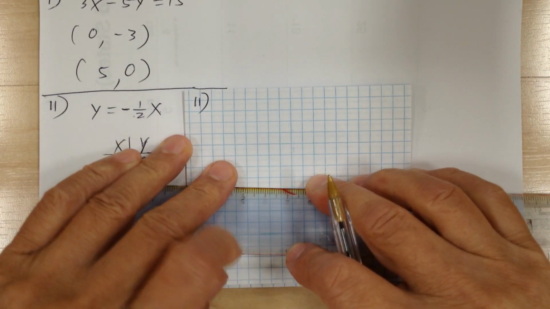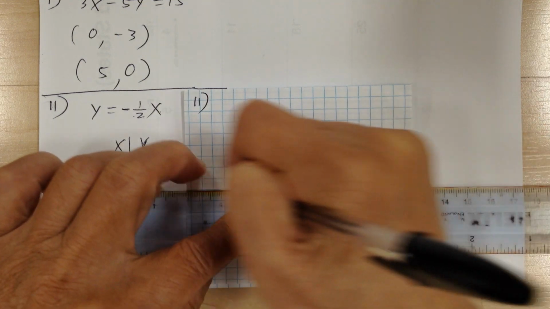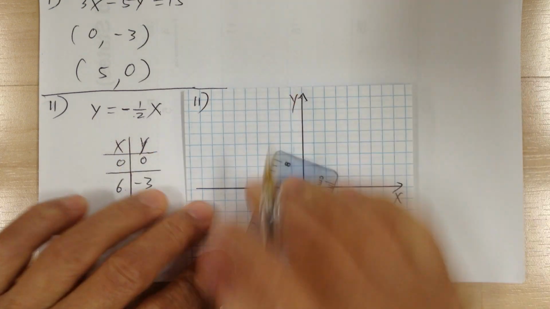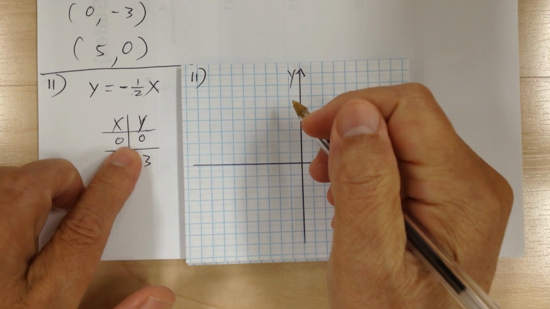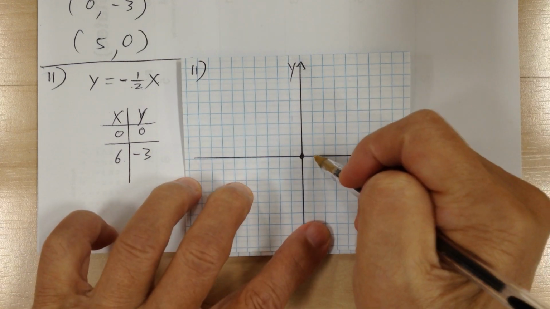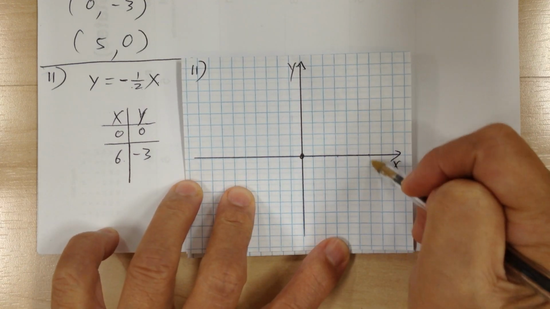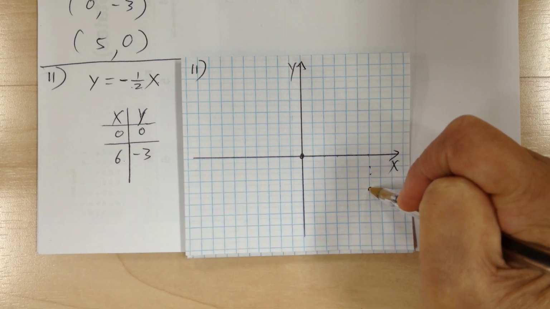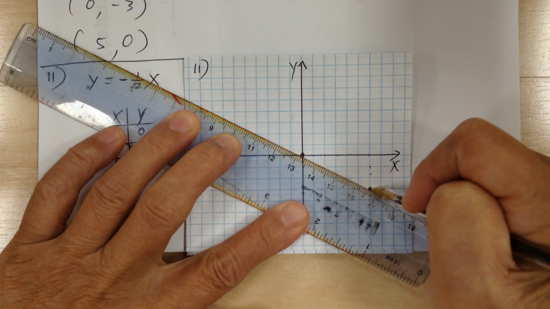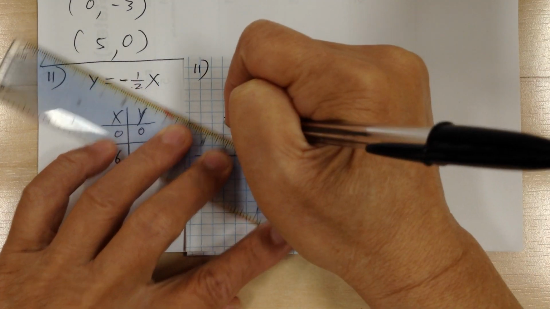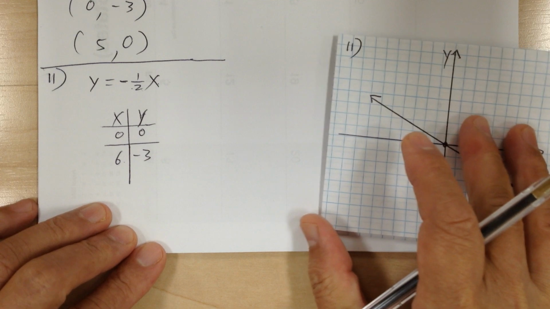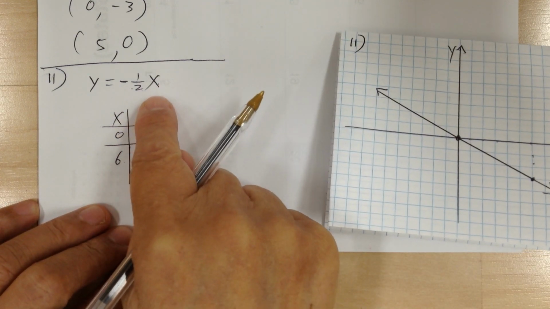Well, we have to get the axes first. So the first point is 0, 0, right over here. That's your origin. You've got 6, -3. So 1, 2, 3, 4, 5, 6, and -3: 1, 2, 3, right over here. And that's the graph. Again, if you have absolutely no idea what to do, just make a table and plot the points. But in a future lesson, you're going to learn how to graph this without doing this.